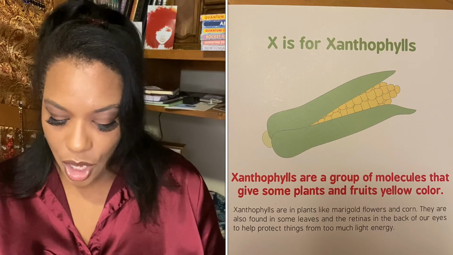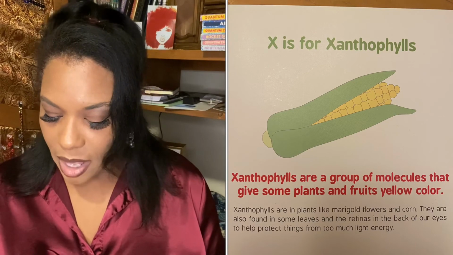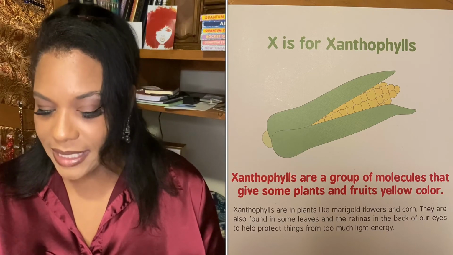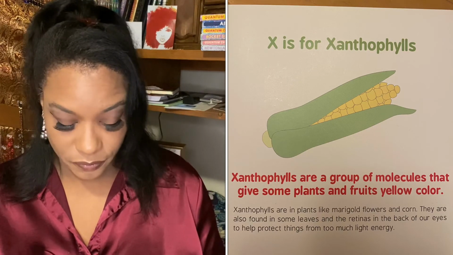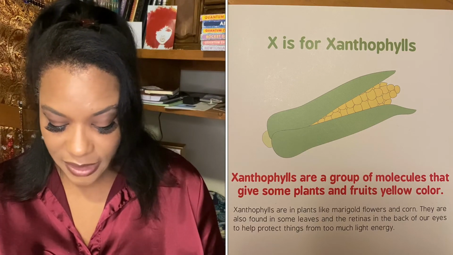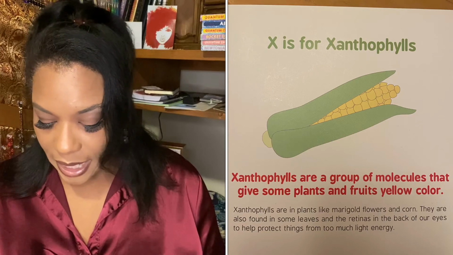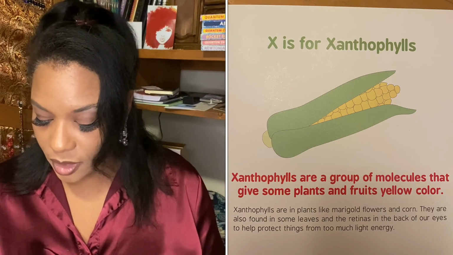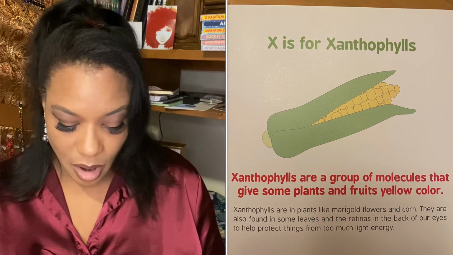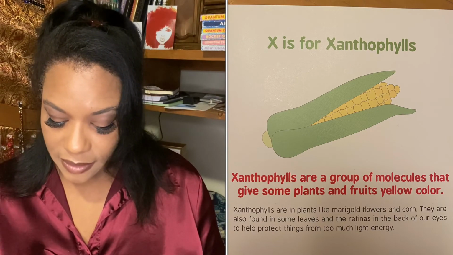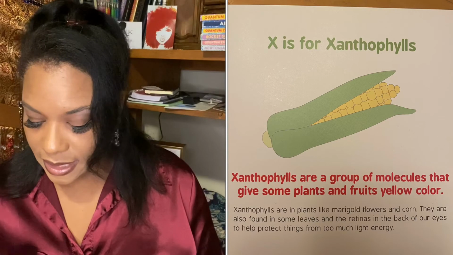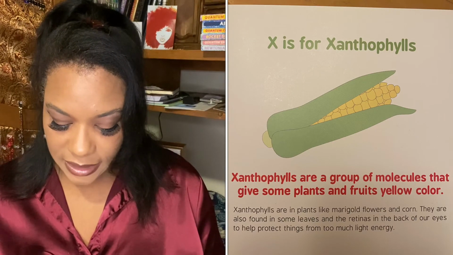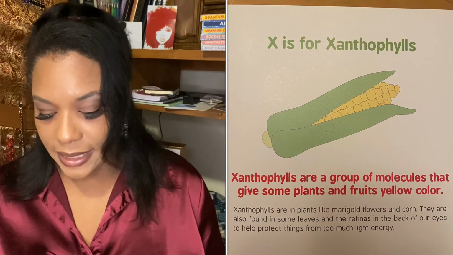Xanthophilus are a group of molecules that give some plants and fruits yellow color. Xanthophilus are in plants like marigold, flowers, and corn. They are also found in some leaves and the retinas in the back of our eyes to help protect things from too much light energy.